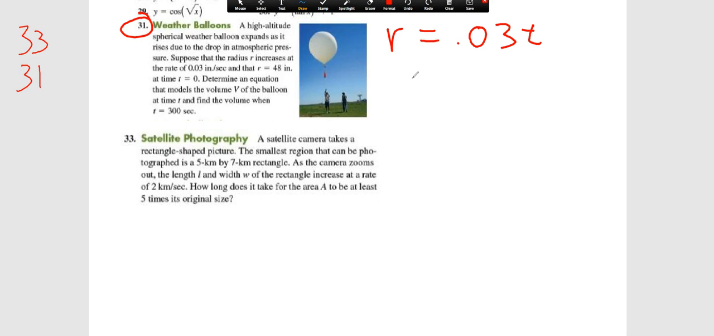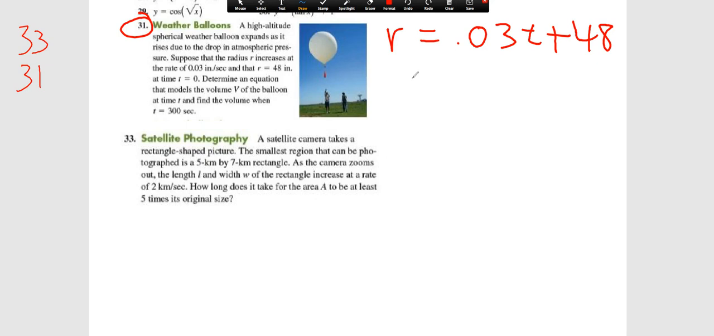48 at time 0? What does that sound like? Sounds like a y-intercept to me, because the time is 0, therefore you have a radius of 48. So you're starting at 48 and going up by 0.03 every second. So that's what they meant by giving you that information.